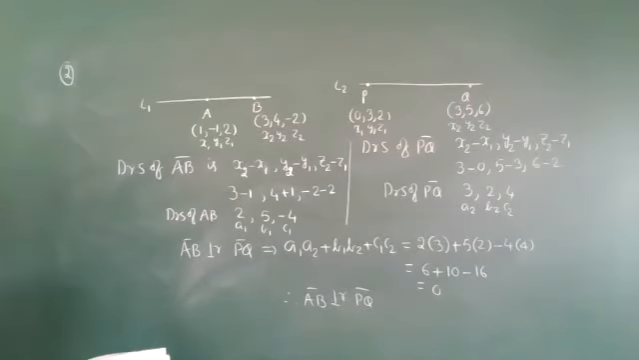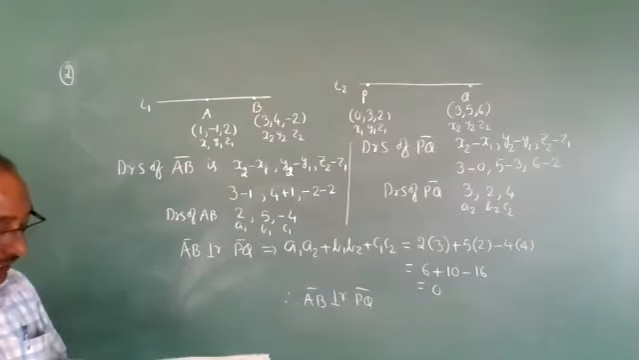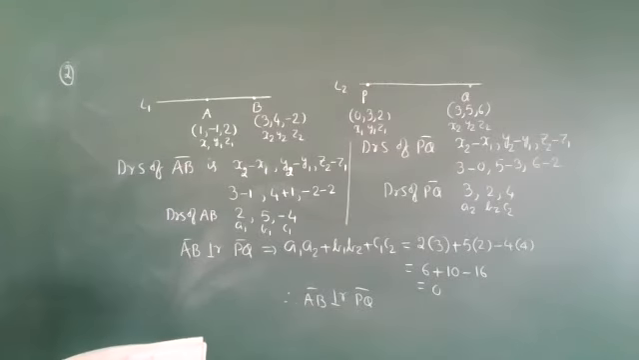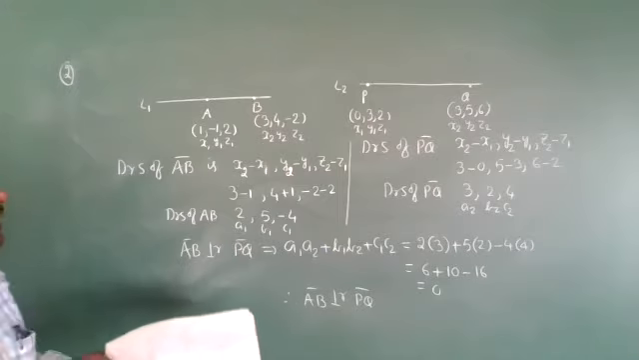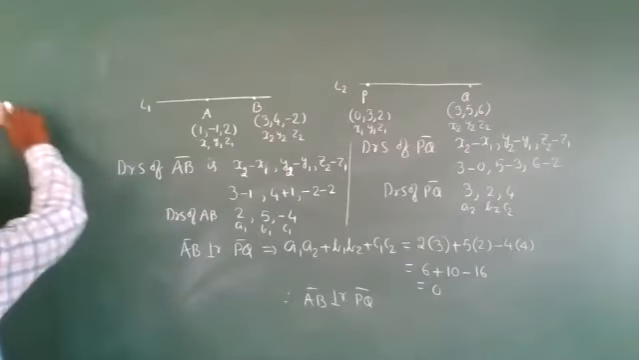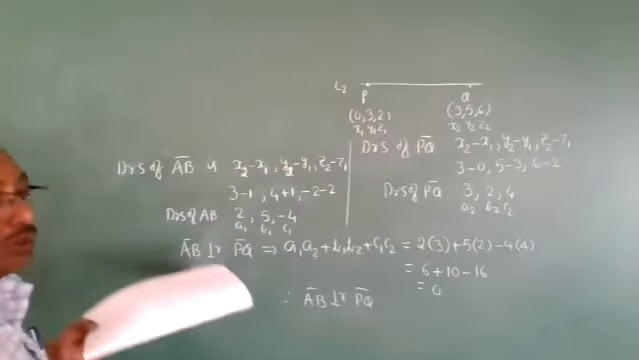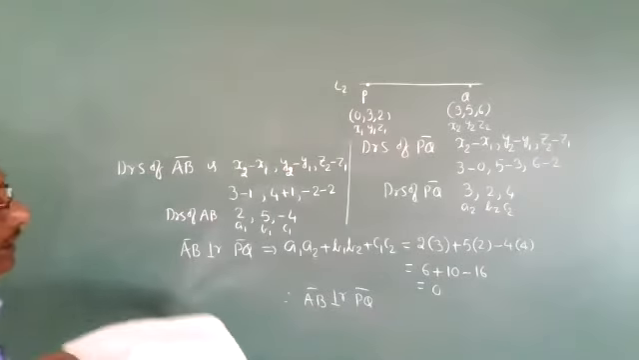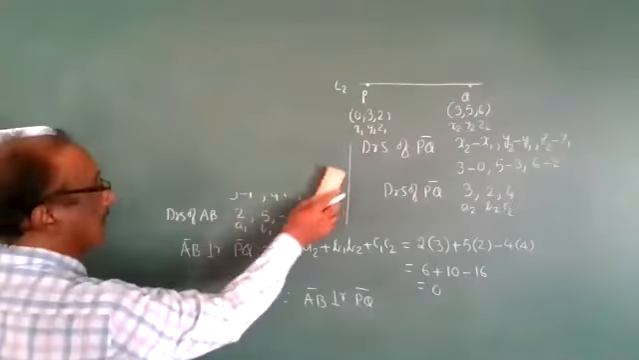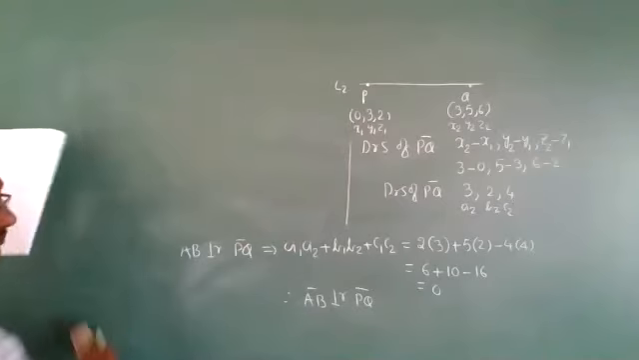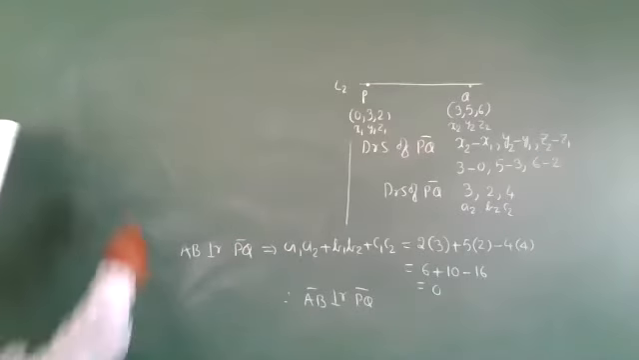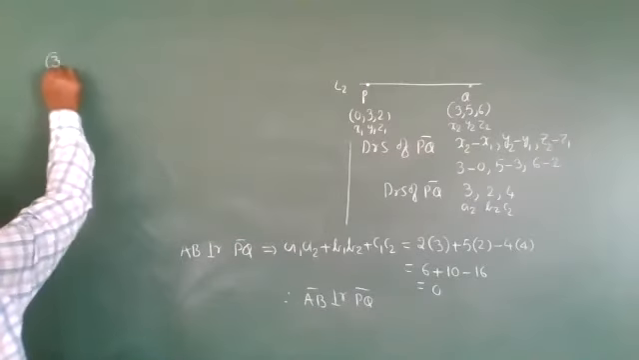Third problem. Show that the line through the given points is parallel to another line. In the third problem, they give the two lines and we have to show that they are parallel. Everyone go through the third problem.